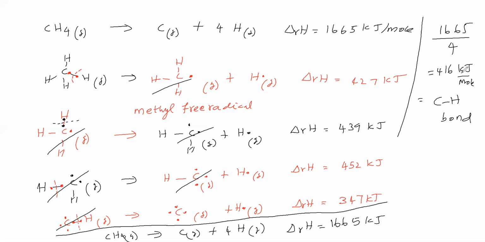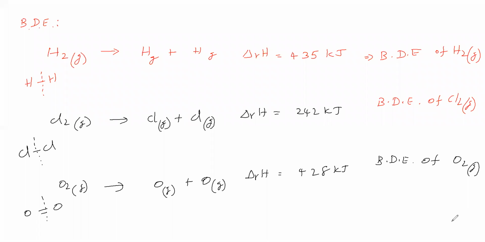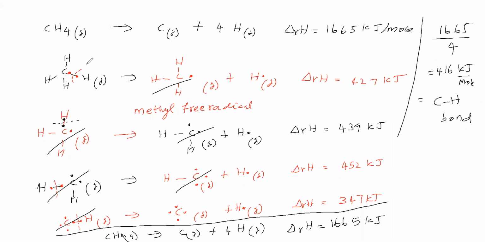So this is about bond dissociation enthalpy. Next we will see about bond enthalpy. What is bond enthalpy? It is for the bond we want, for example we want the bond enthalpy of this. We want the formation of this bond. Bond enthalpy means formation of this bond.